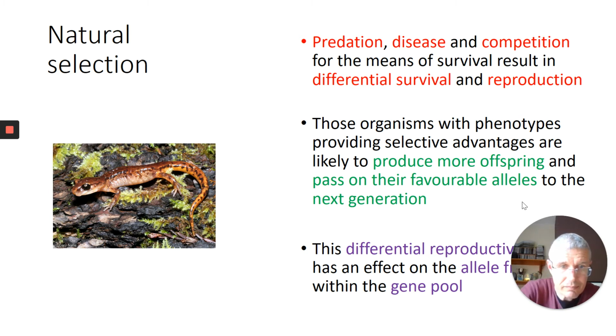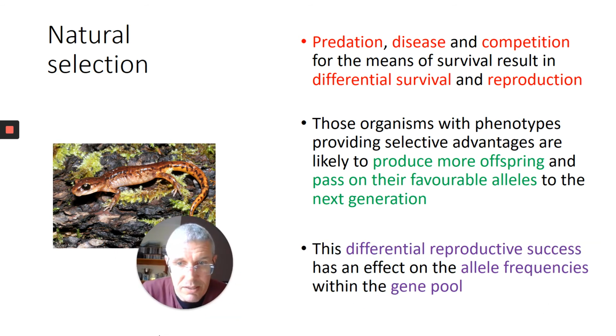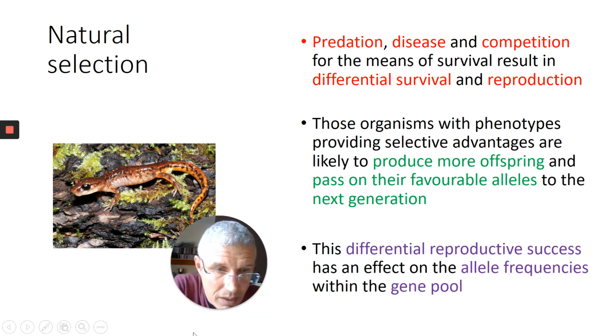And then this differential survival, differential reproduction, has a change on the allele frequency, which is what proportion each allele has within the gene pool. So if there are more alleles for being red or black in that gene pool.